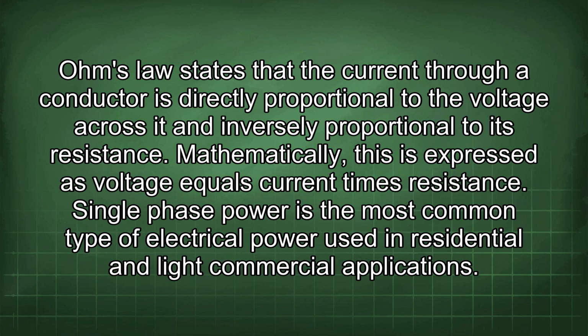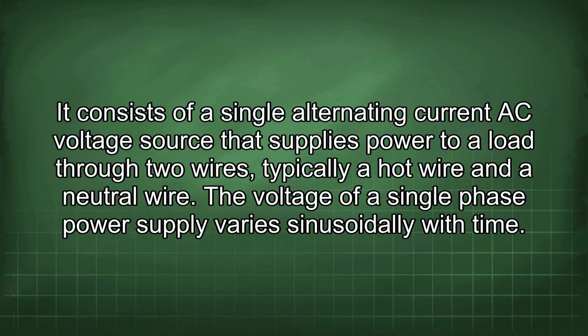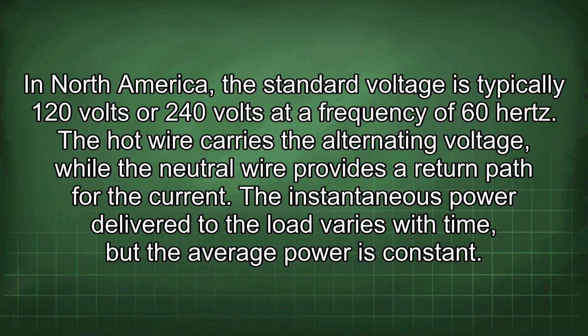Single-phase power is the most common type of electrical power used in residential and light commercial applications. It consists of a single alternating current AC voltage source that supplies power to a load through two wires, typically a hot wire and a neutral wire. The voltage of a single-phase power supply varies sinusoidally with time. In North America, the standard voltage is typically 120 volts or 240 volts at a frequency of 60 Hz.